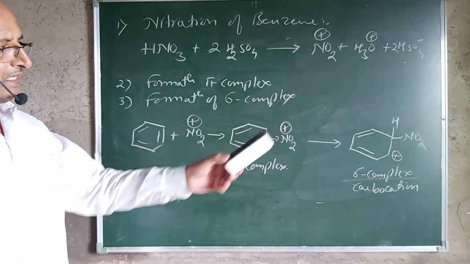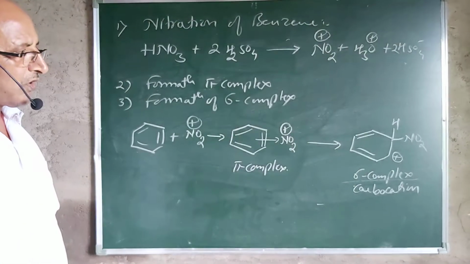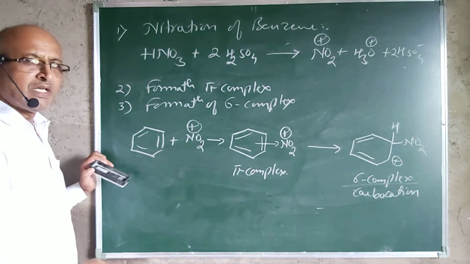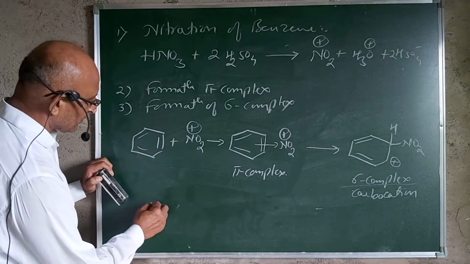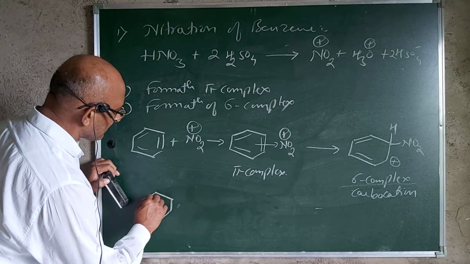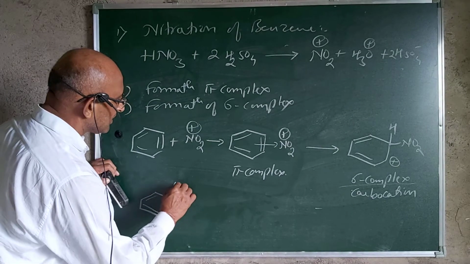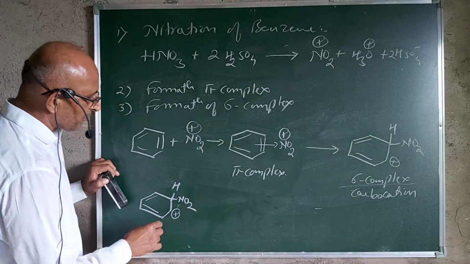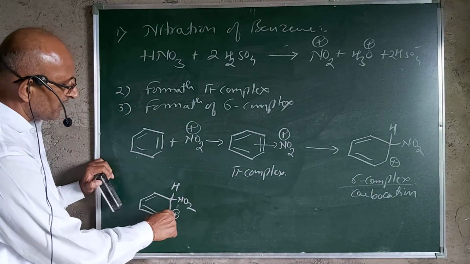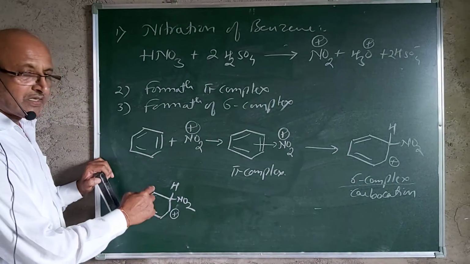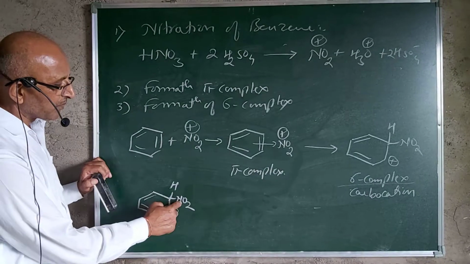Now we have seen that as the carbocation has been formed, it is stabilized by resonance. How is it getting stabilized? We saw it in the general mechanism, but once again we will see that this positive charge which has been formed is delocalized, not only at this position, but over the whole molecule, at the ortho and para positions with respect to this nitro group.